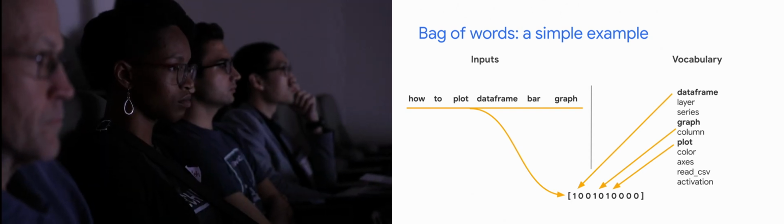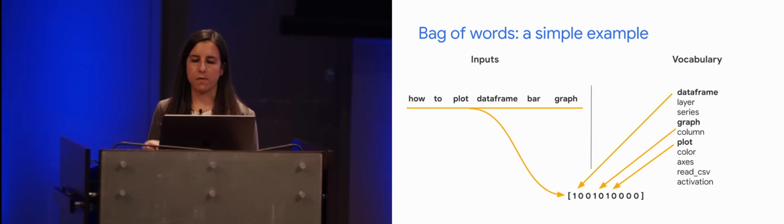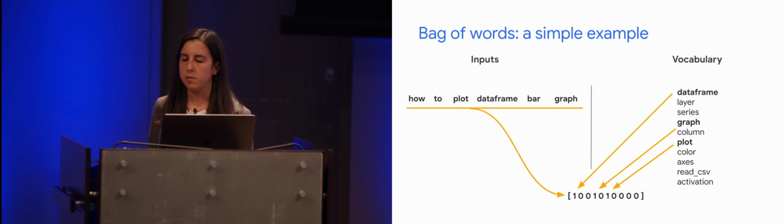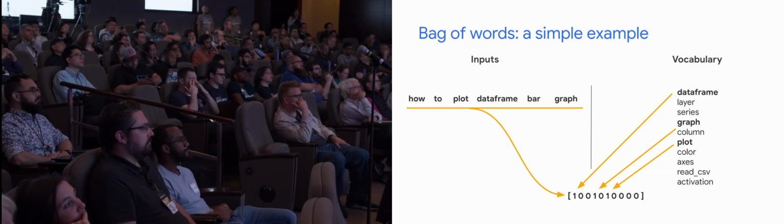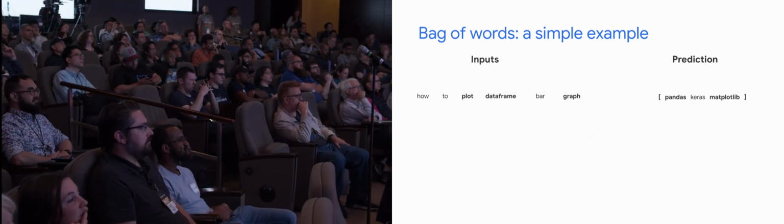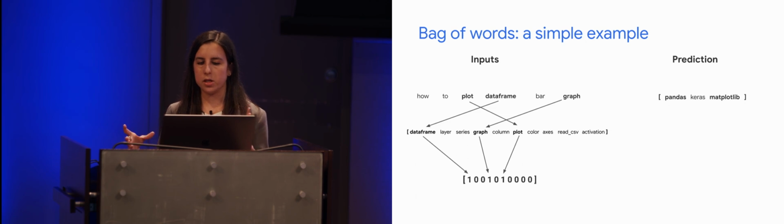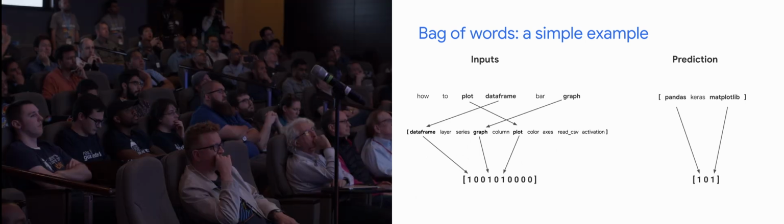So the first index becomes a 1 because data frame is in this question, and then we have 1s for graph and plot as well. And notice that even though plot comes before data frame, it's after data frame because the array is based on the order of that vocabulary. So just to summarize how it works, we have our inputs. They get turned into this vocabulary size array. And then they get turned into this multi-hot vector of 1s and 0s. For the prediction, it's pretty simple. It's also, in this case, going to be a multi-hot array because there's multiple possible labels per question.